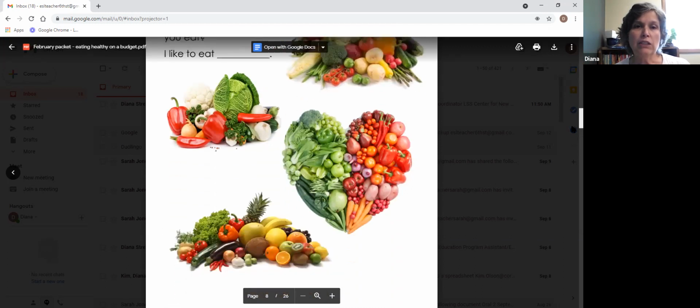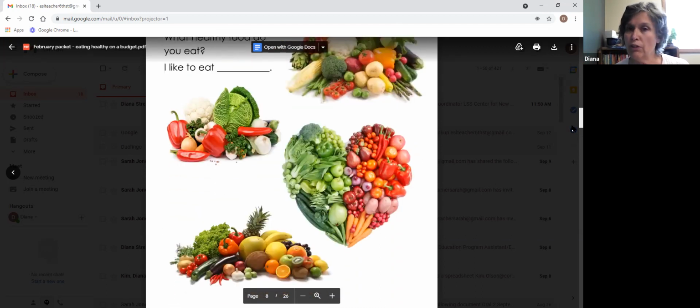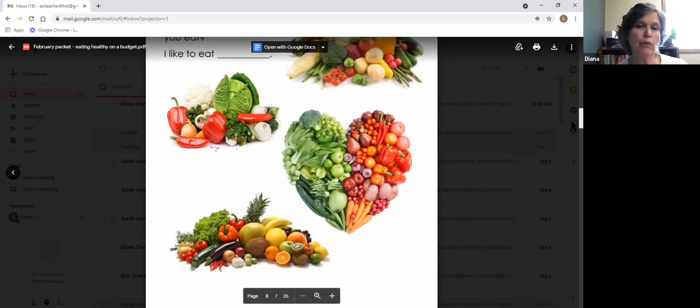So then I had just pictures of healthy food. They were able to go through and name that. And we talked about, do you like it? Do you eat it? No, I never do.